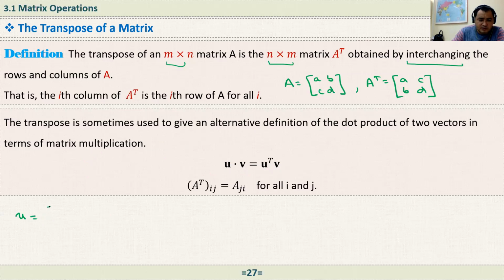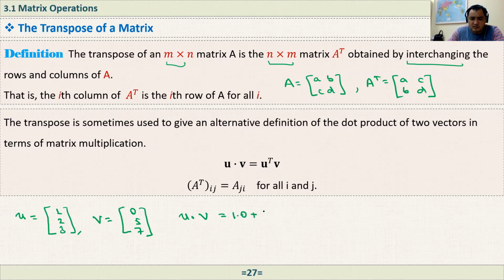Let's say just one example. Here we have u equal to 1, 2, 3, and let's say v equal to 0, 5, 7, for example. Now, what is u dot v? We know that we have to multiply the corresponding entries and add them up. That is 1 times 0 plus 2 times 5 plus 3 times 7. And at the same time, as you see here, it looks like a matrix multiplication. I can just write it like this.